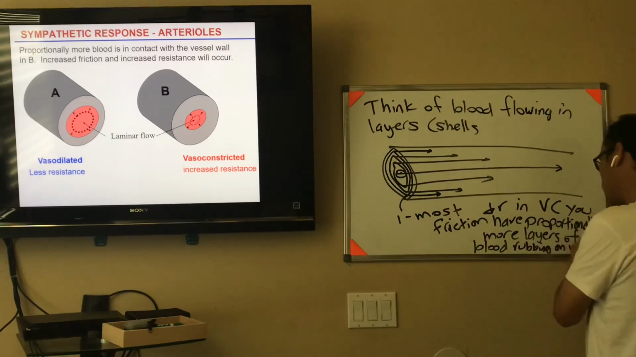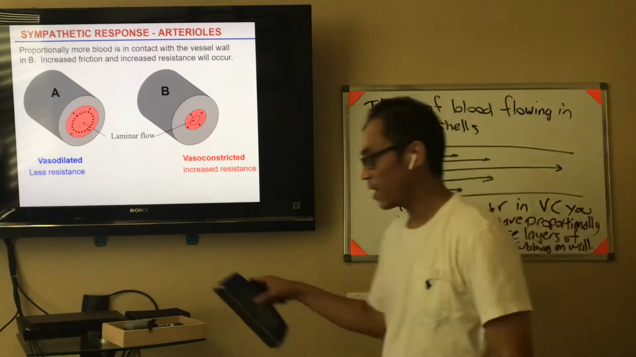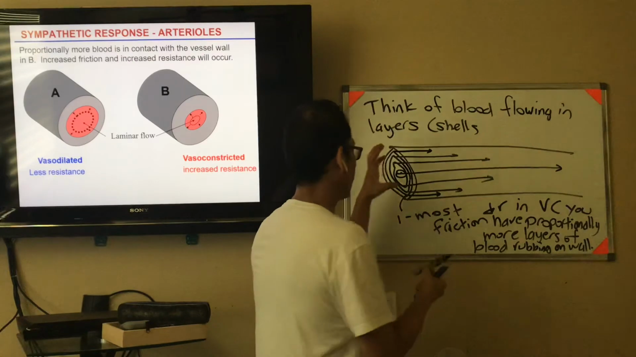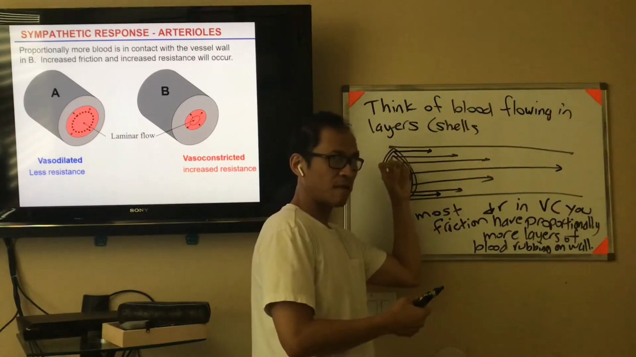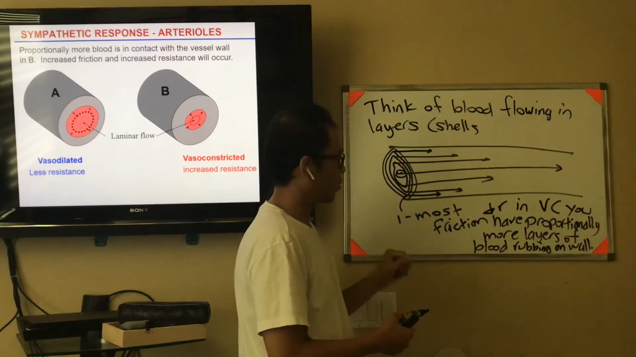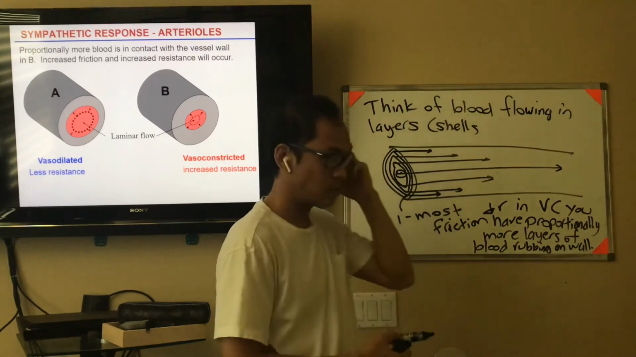Again, I'm running out of room. I'll just say rubbing on wall. Different way of saying the same thing. So that's kind of why. If you change the caliber of this vessel, more shells are in contact with the vessel wall, so you increase the resistance to blood flow.